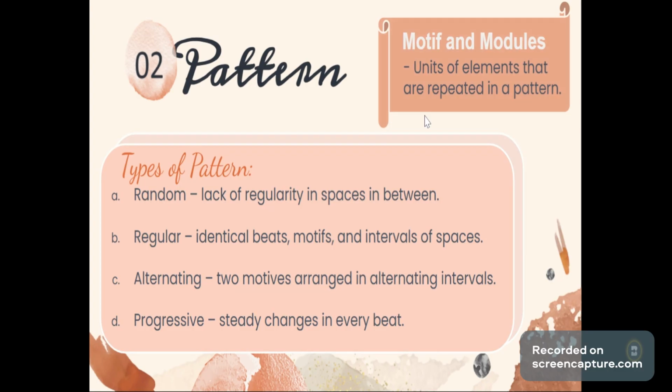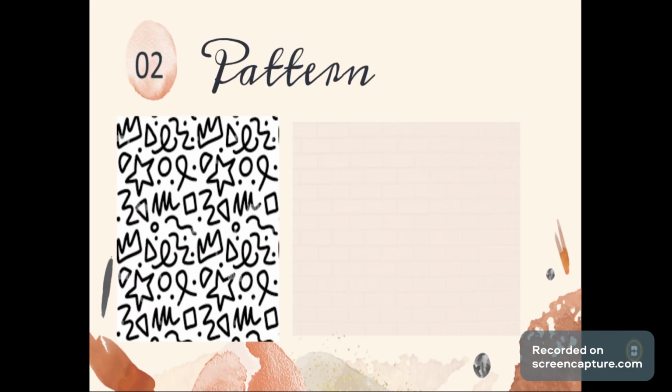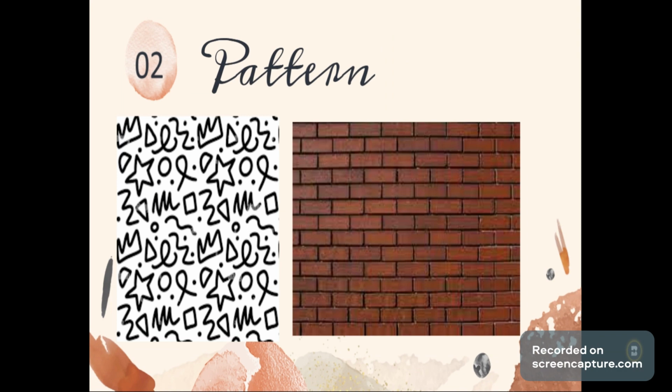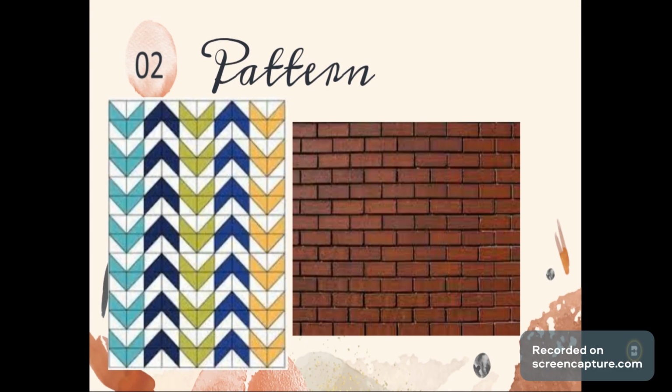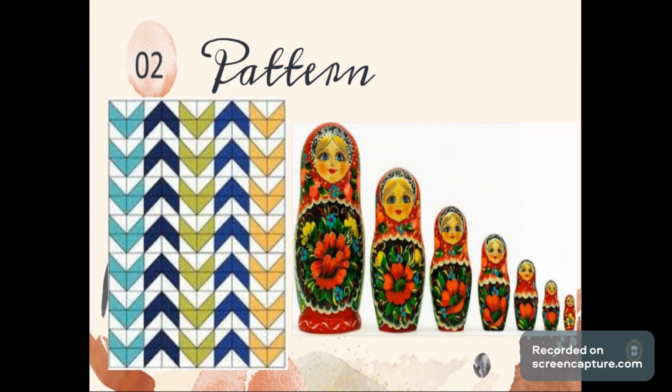Now going back, we have here the types of pattern. We have random. This is an example of random. Kanina sa left side, random lagi, but still there is a pattern. We have regular. This is a regular type of pattern. Another is alternating. Lastly, this is progressive. Padung paubos or pataas.